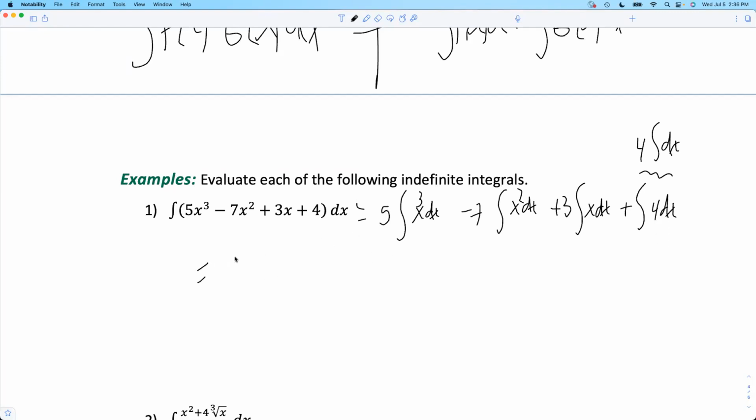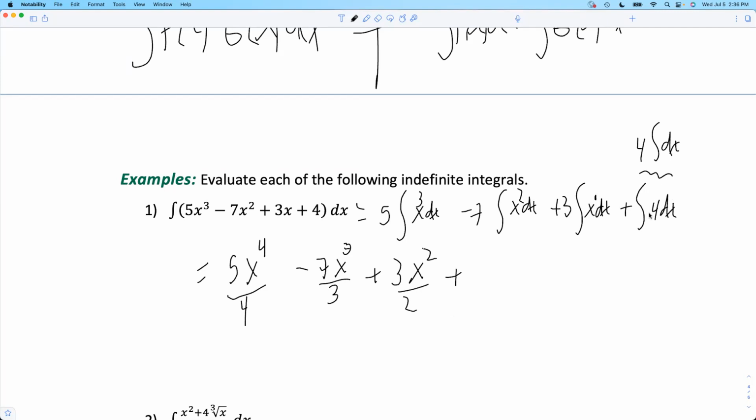Right. That 5 is just going to come along for the ride. The antiderivative of x cubed: the power goes up by 1, and then we divide by the new power. 7 comes along for the ride. Antiderivative of x squared: the power is going to go up by 1, and I divide by the new power. 3 comes along for the ride. That's x to the first. The power is going to go up by 1 and divide by the new exponent.